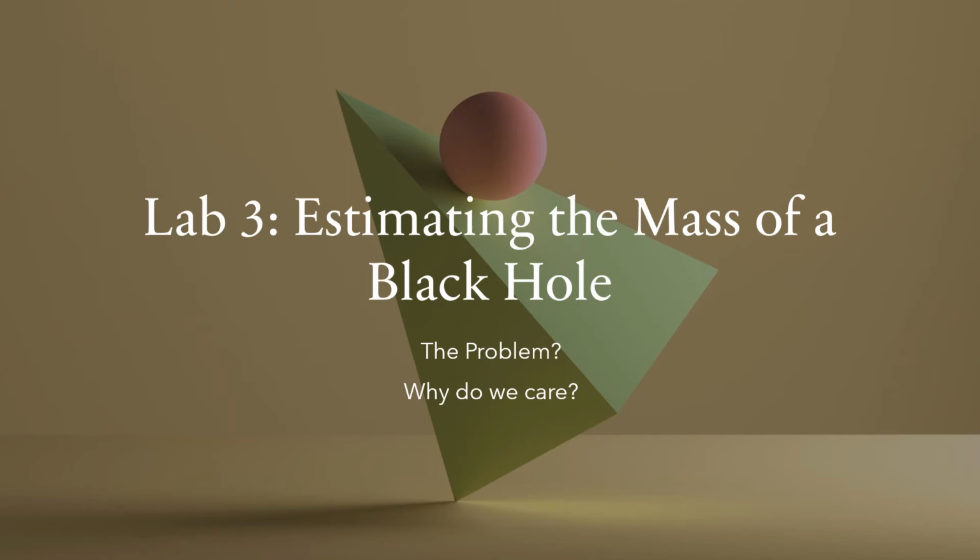Welcome to Lab 3, Estimating the Mass of a Black Hole. For this lab, we are able to observe the motion of a star orbiting around a black hole. Our problem is to try and find the mass of the black hole from the motion that we can see. This is important because if the star is orbiting around something we cannot see with a certain mass, per the laws of physics, it provides evidence for the existence of black holes.